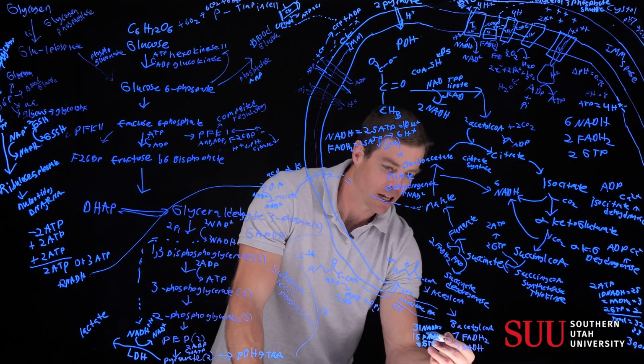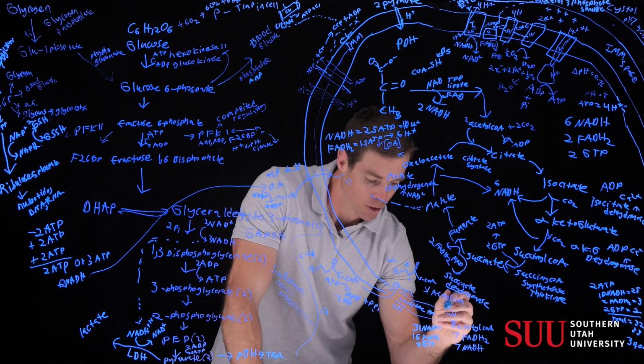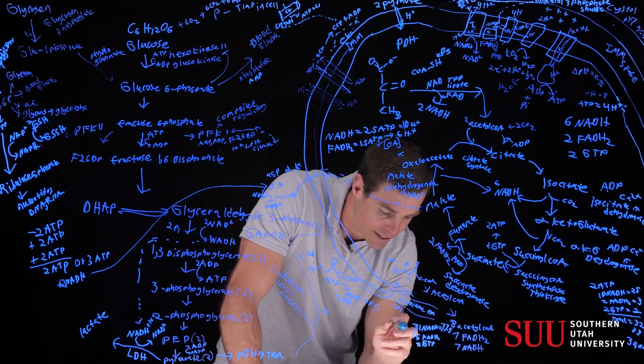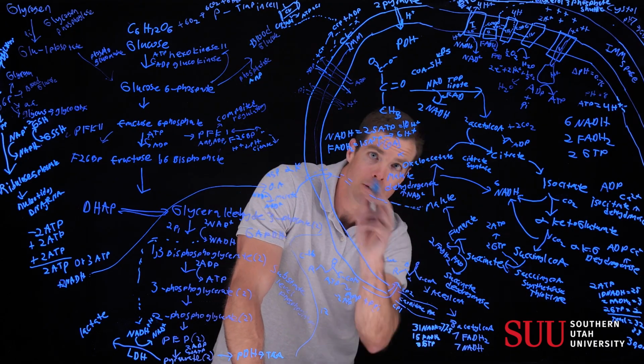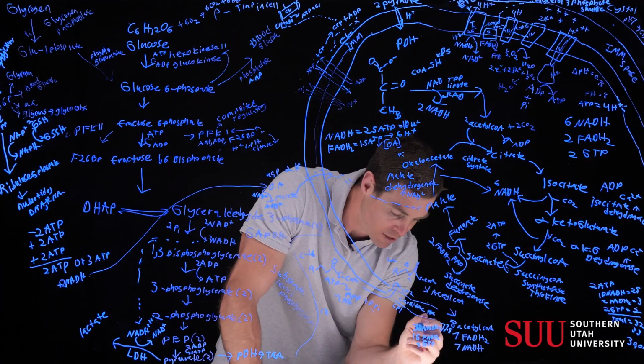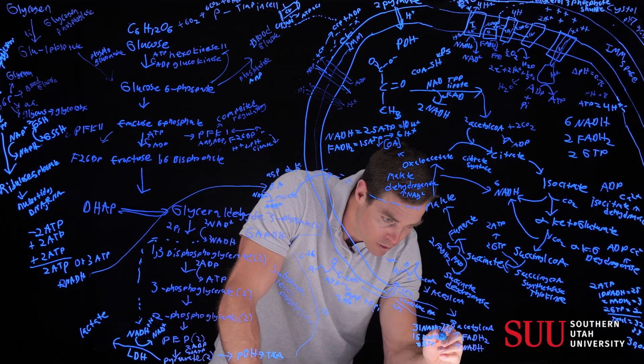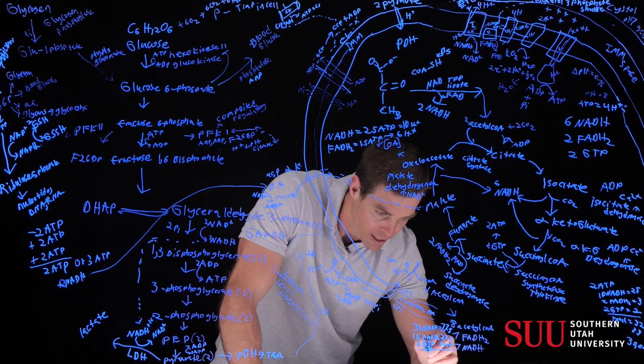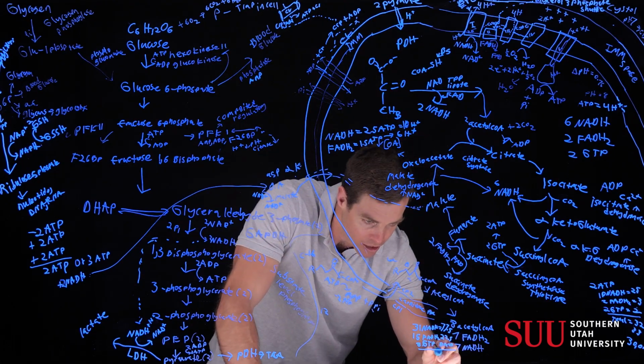Because 31 times the 2.5 will give you 77.5. And then the FADH₂, same thing: 15 times our 1.5 is going to give you 22.5. And then our 8 GTPs will just give you 8 ATPs. And now we total all those up, and we would get 108.